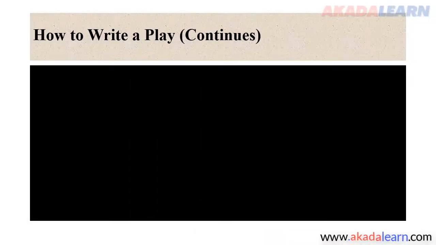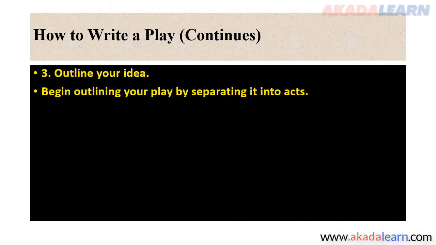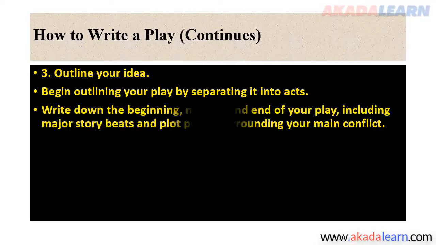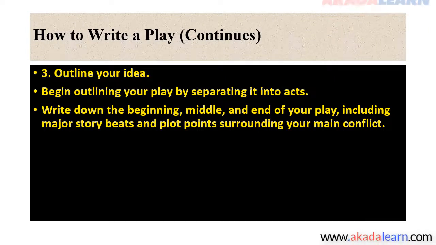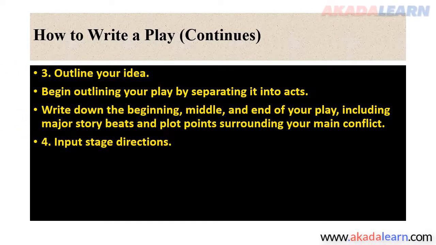The third thing on how to write a play is to outline your idea. Begin outlining your play by separating it into acts. Now, write down the beginning, the middle, and end of your play, including the major story beats and plot points surrounding your main conflicts. Then the fourth thing is that you will input stage directions.